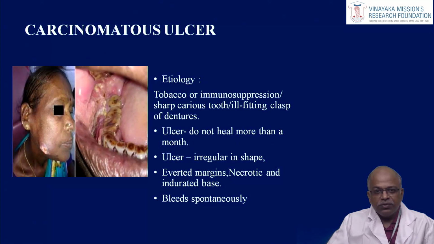Carcinomatous ulcers usually have an etiology of chronic chewing or chewless forms of tobacco. Sometimes it can also be induced by human papillomavirus without the habits, or a sharp carious tooth or ill-fitting clasp of the dentures. The ulcers do not heal for more than a month. The ulcers are irregular in shape. They have everted margins, necrotic and indurated base. The patients may also give history of avulsion of the tooth during brushing their teeth. Carcinomatous ulcers also bleed spontaneously.